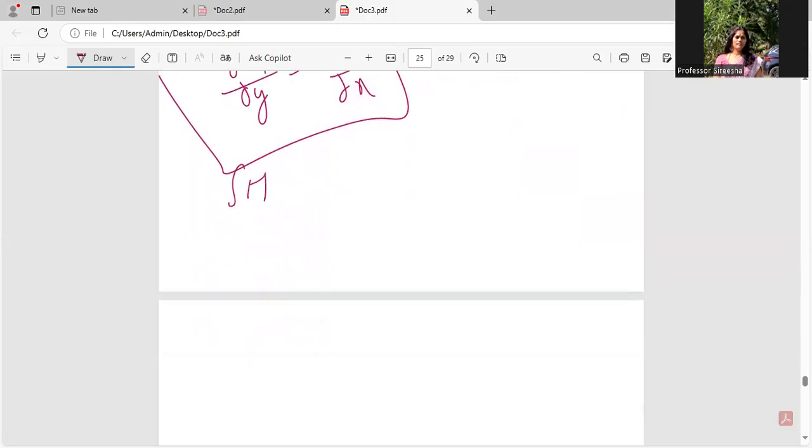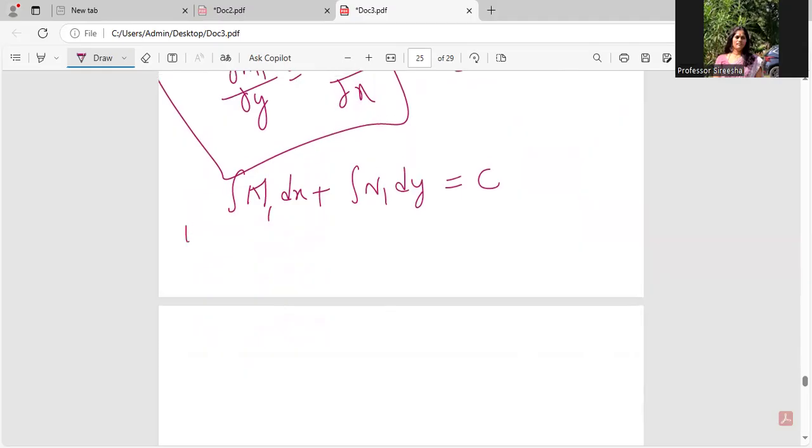Integral M1 dx plus integral N1 dy. This is equal to M1 keeping y as constant. I'll be integrating here, and in N1 only the terms independent of x. Every time you should write this.